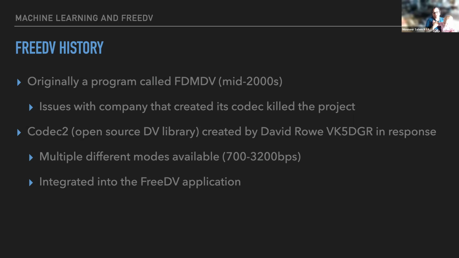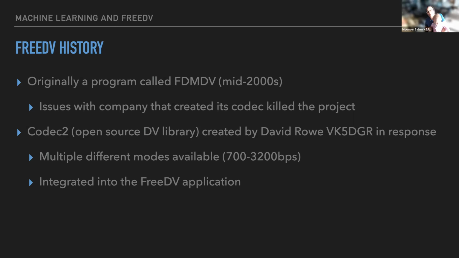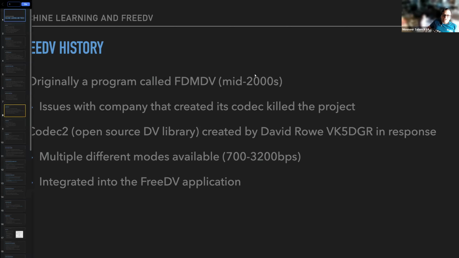And in response to that, a guy called David Rowe, VK5DGR in Australia, created the Codec 2 library, which I mentioned earlier. And it's an open source digital voice library geared towards HF ham radio use. Well, ham radio use in general, rather, because M17 uses it. And over the years, multiple different modes were added to Codec 2. And they range from about 700 bits per second to 3,200 bits per second at the higher end. And M17 typically uses the higher end of that, while traditional FreeDV used the lower end of that. And as mentioned before, the Codec 2 library is integrated into the FreeDV application.